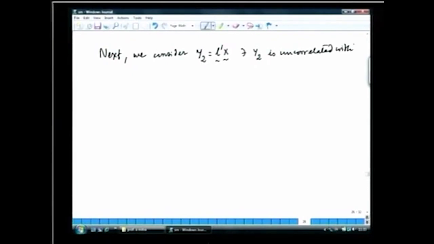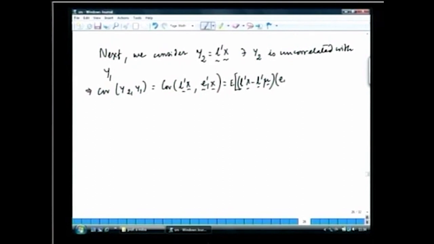Such that y2 is uncorrelated with y1. This is number 1. That implies that the covariance of y1 and y2 has to be equal to 0. So we are considering the covariance between L prime x and y1, whose form we now know, e1 prime x. This is the expectation of L prime x minus its expectation, which we are introducing here, assuming the mean vector of x is mu, times e1 prime x minus e1 prime mu. This expectation is nothing but L prime sigma e1, and this is equal to 0.